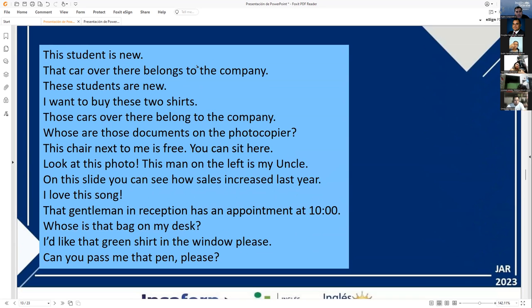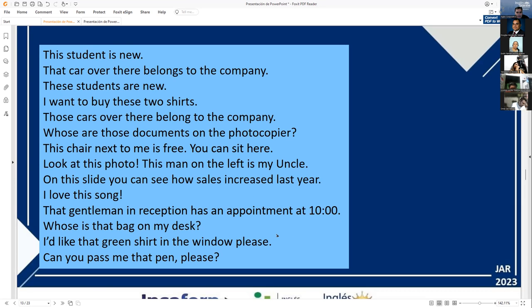This student is new. That car over there belongs to the company. These students are new. I want to buy these two shirts. Those cars over there belong to the company. This chair next to me is free. You can sit here. Look at this photo. This man on the left is my uncle. On this slide, you can see how sales increased last year. I love this song. That gentleman in reception has an appointment at 10 a.m.